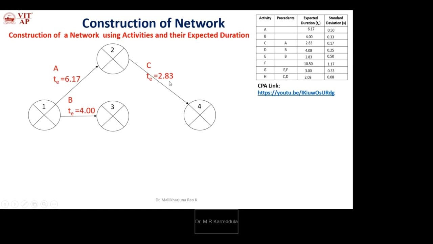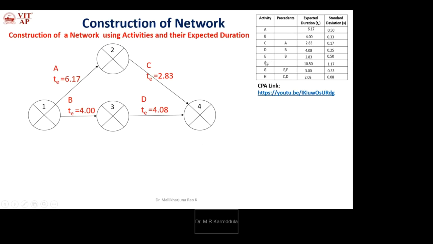So already C is represented. Now we need to represent D. What is the start event of D after B? That is 3. And it will end along with C. C is ended at 4, so we need to represent D between 3 and 4. The start event of D is 3 and the end event is 4.